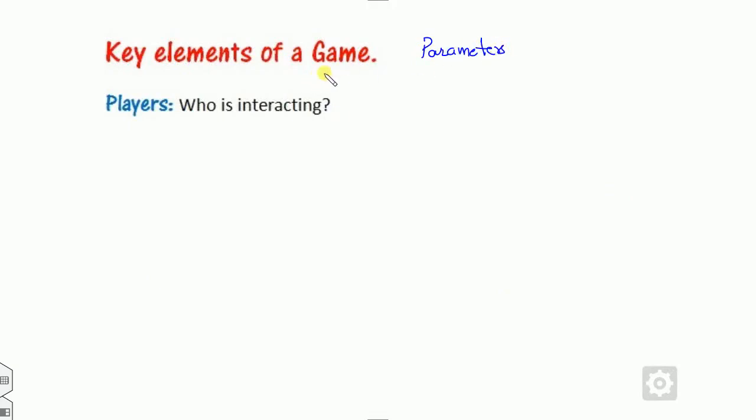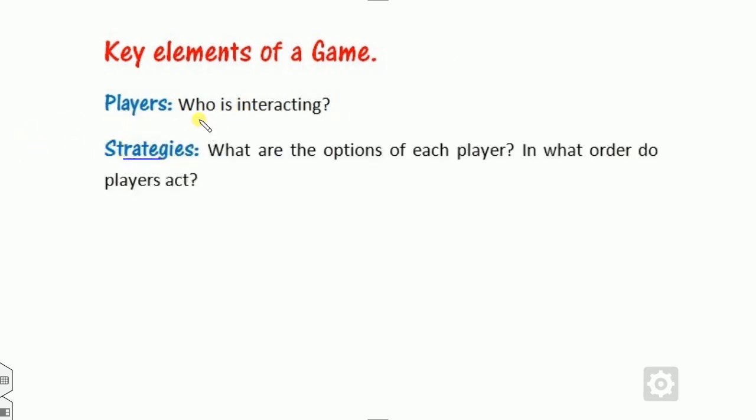Whenever we are talking about a game, it is always played between two or more persons, which we call the players. That is, who is interacting, how many persons are playing the game. The second term is associated with the strategy: what are the options of each player?